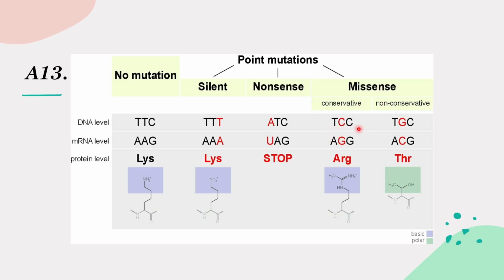So this missense mutation can be conservative or non-conservative. TCC is the sequence at the DNA level. If it is transcribed to AGG at the mRNA level, it will produce arginine. Arginine is a basic amino acid. If this G is mutated to cytosine, it produces an amino acid called threonine, which is a polar amino acid.